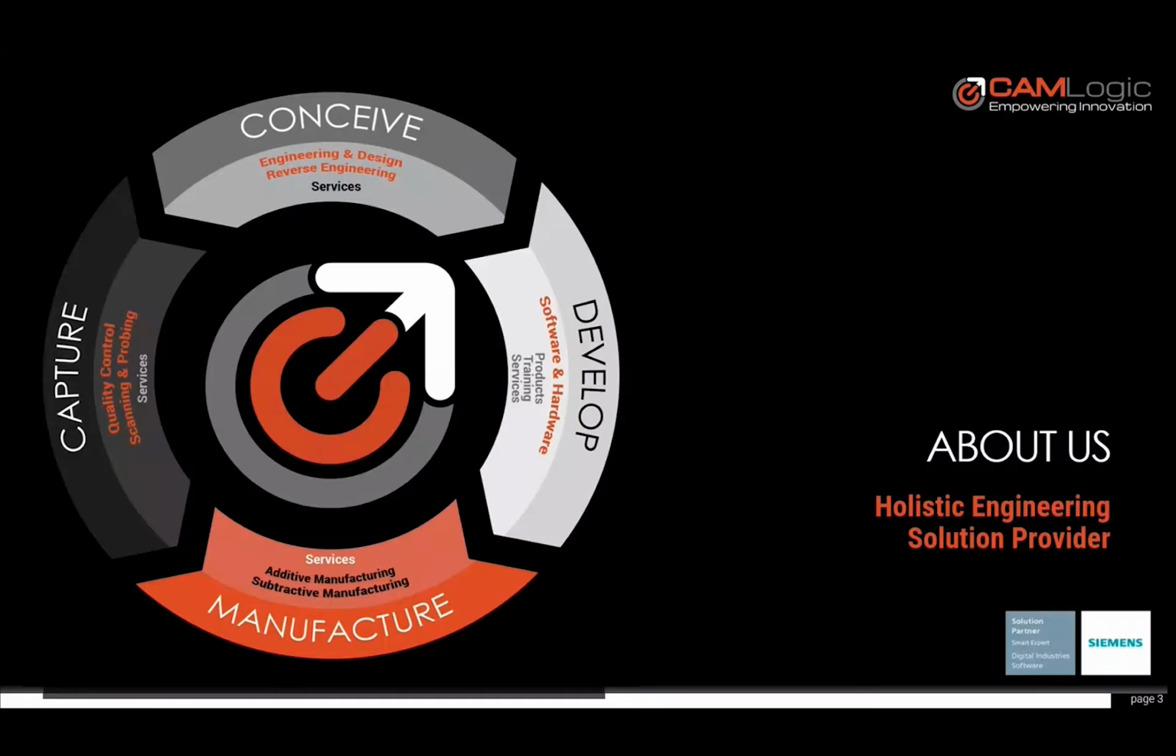Taking a look here at the innovation wheel. We take a holistic overview to engineering. So not only do we develop, we offer Siemens Software and Markforged printers. We also have in-house manufacturing capabilities on the additive and the subtractive side. We have over 30 printers on our additive side, and we have 3D router, milling, and lathes on our subtractive side. On the capture side, we help our customers with quality control, so we do scanning and prototyping services. And on the conceive side, we also have an engineering team that can help offload some of your engineering needs. So we can come in and do design and reverse engineering for you as well.